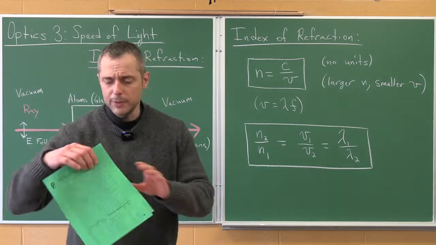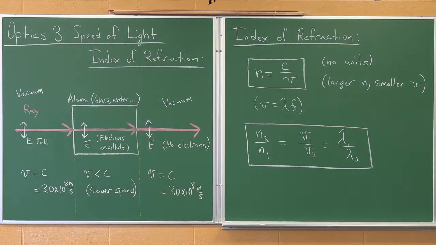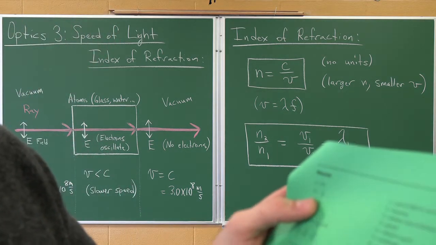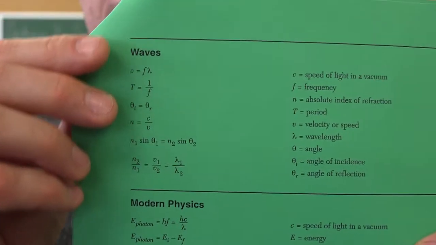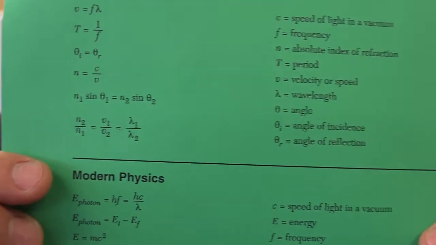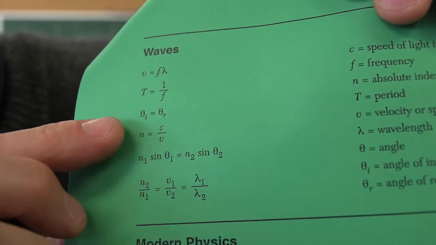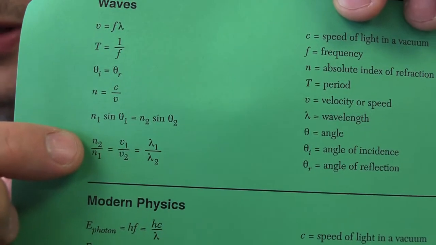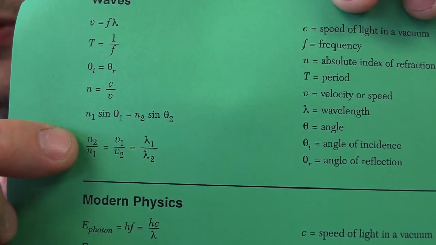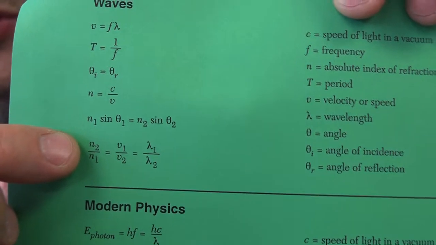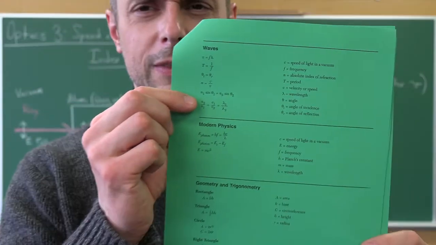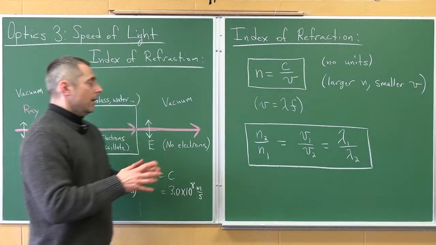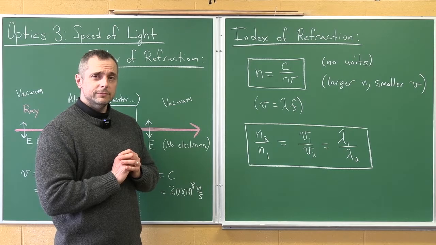I think maybe green will show it better, so let me show you where they are. We're on page 5 in the wave section, and you see right here, where my index finger is, n equals c over v, and then two formulas down, we've got n2 over n1 equals v1 over v2 equals lambda 1 over lambda 2. So those are the formulas in the wave section of the reference table. All right, so I'll create a pause, give you a chance to copy these notes down.